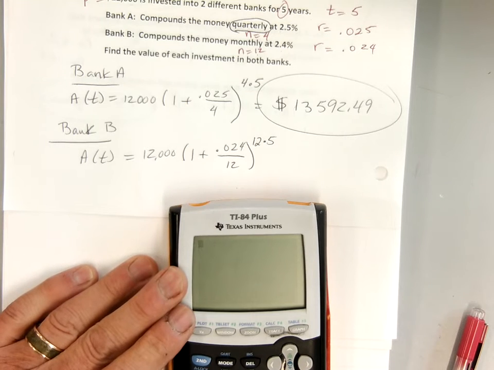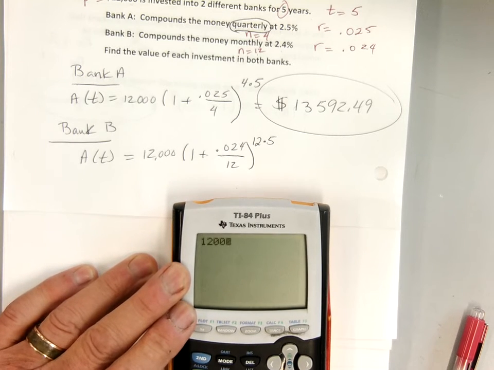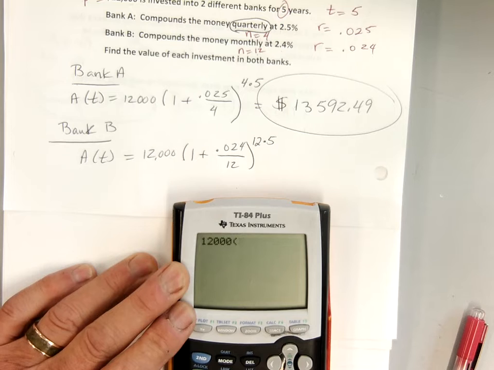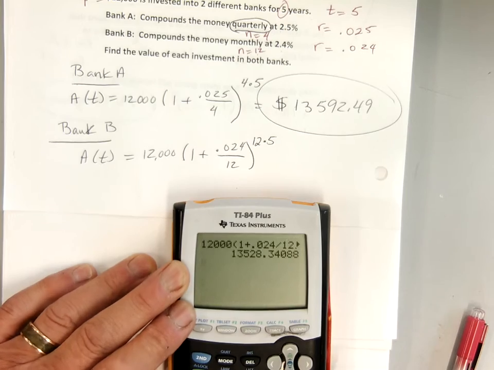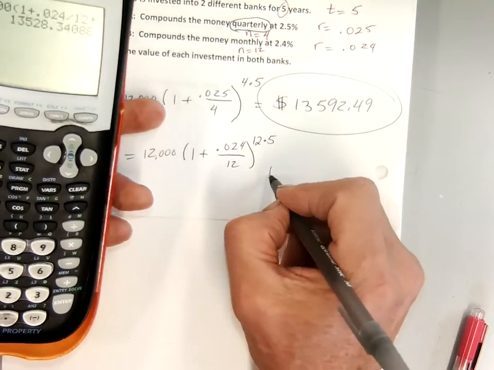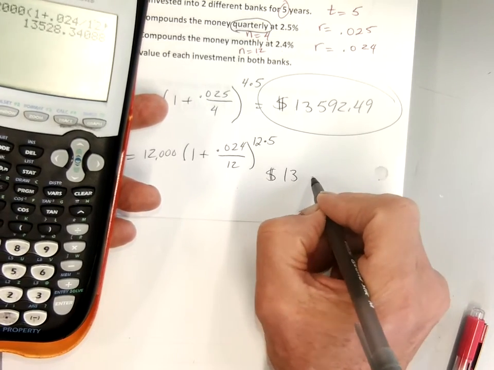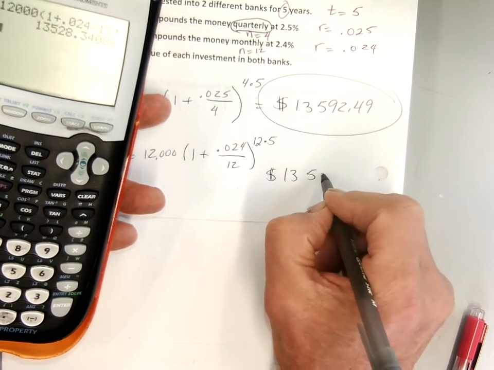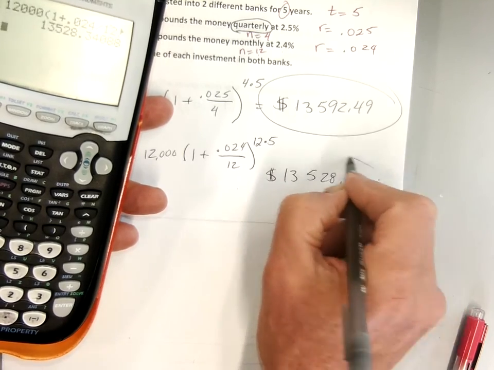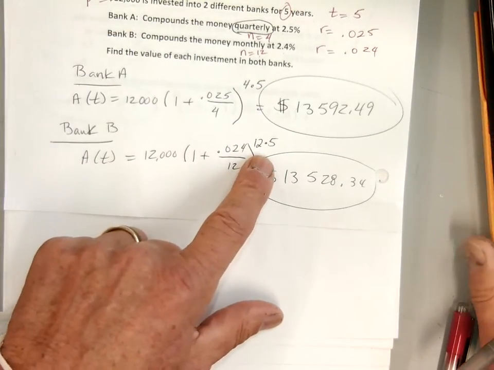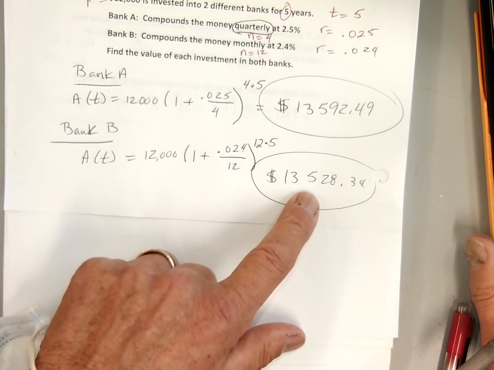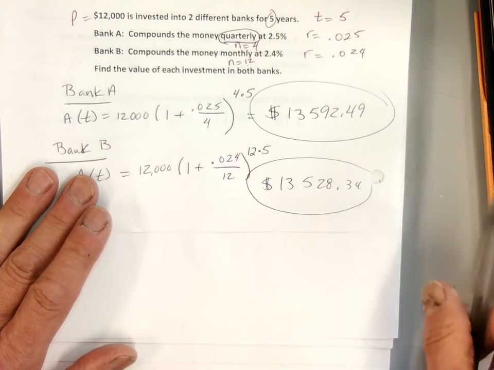It's all set up. I'm going to plug this in. I'm going to take my good calculator: 12,000, parentheses, 1 plus 0.024 divided by 12, to the power of 12 times 5, or 60. Okay, and about almost the same amount of money, right? I get $13,528.34. It's interesting. You compounded this one more often, but you made less money. So it's all about the interest rate. Your parents will tell you that for sure.